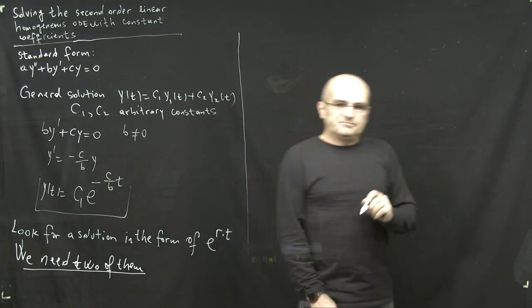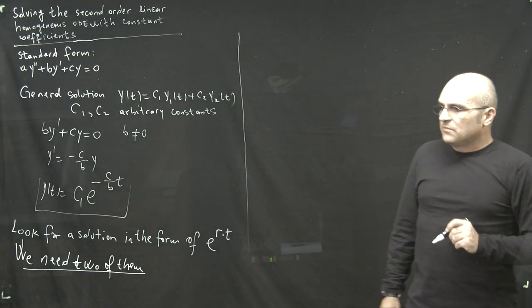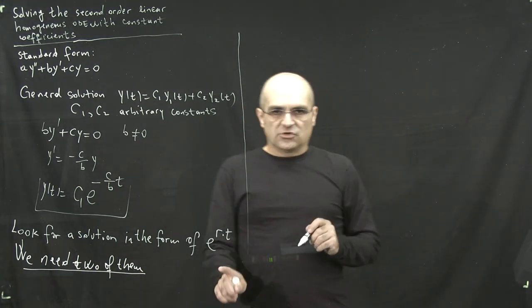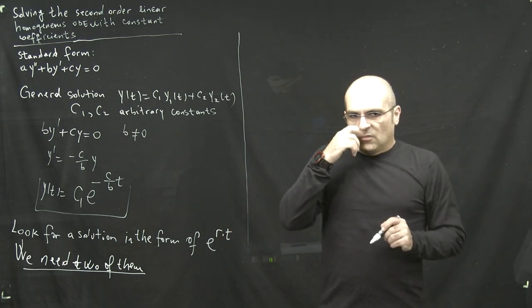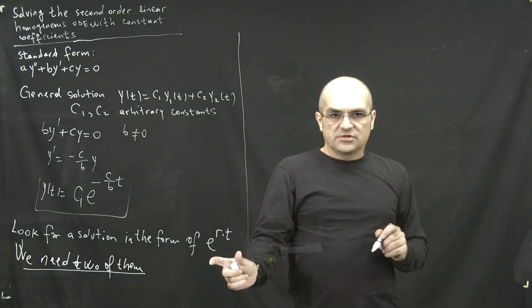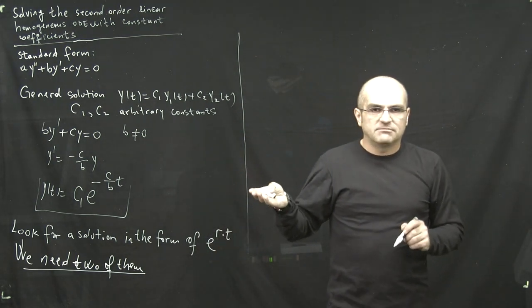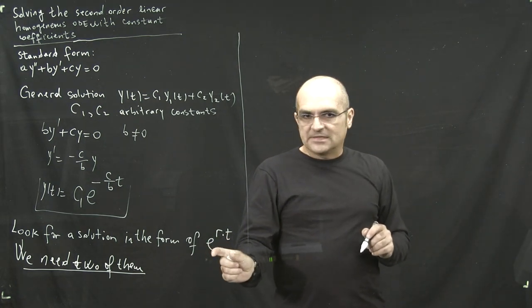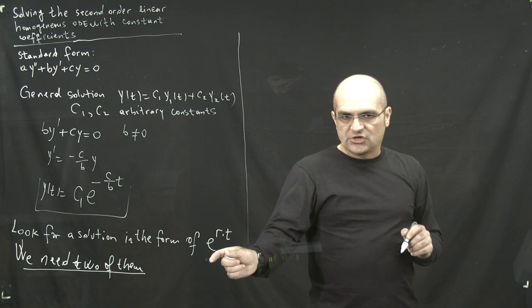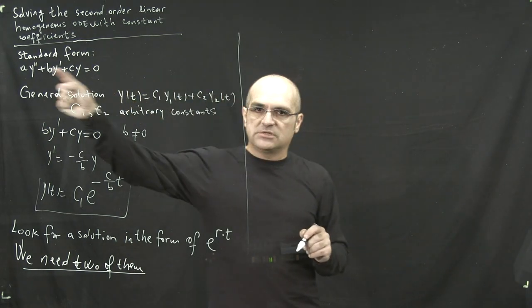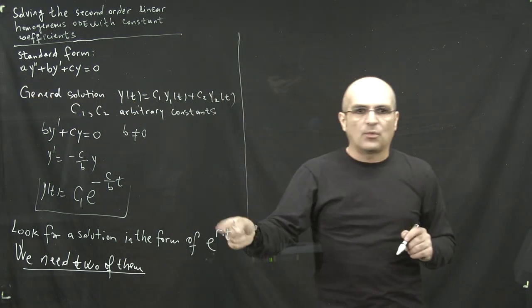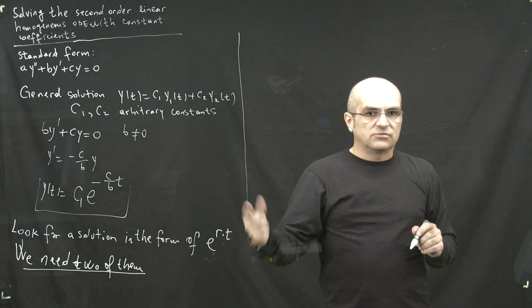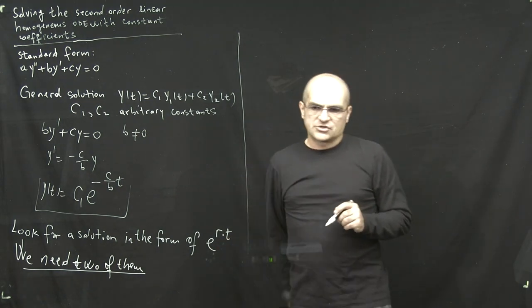So we need two of them. So how can we find such a solution? Well, once you predict the format of the solution, and you're going to use this technique later on as well, the only way to figure out how to find it is to force this prediction, this format, into the original ODE and see if you can get the formula for r, for this e to the rt, so that it fits the whole equation.